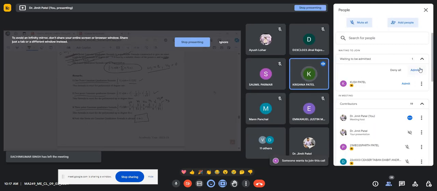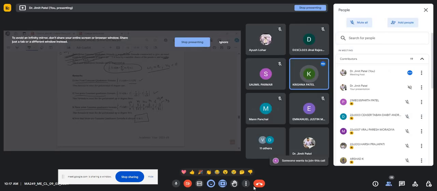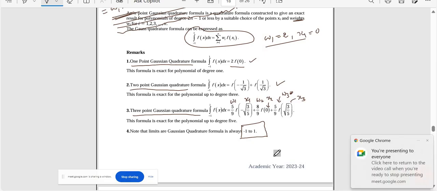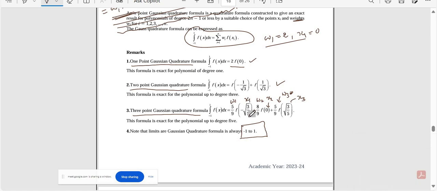Sir, in the 3-point formula, f multiplied by minus root 3 by 5. Yes, that is 5 by 9 into f of minus root 3 by 5. That is the coefficient, W1, Krishna. Yes, coefficient of this function. Okay. Okay, sir.